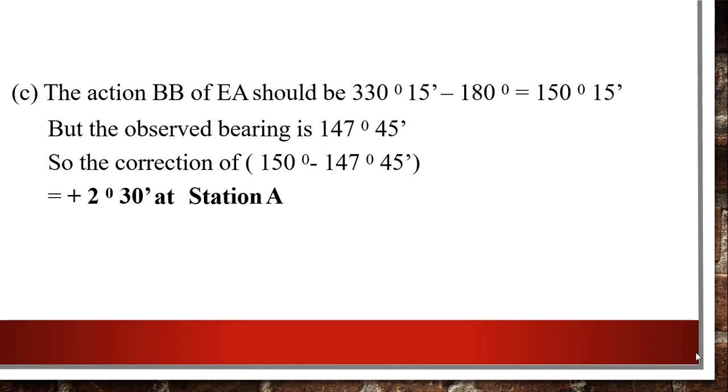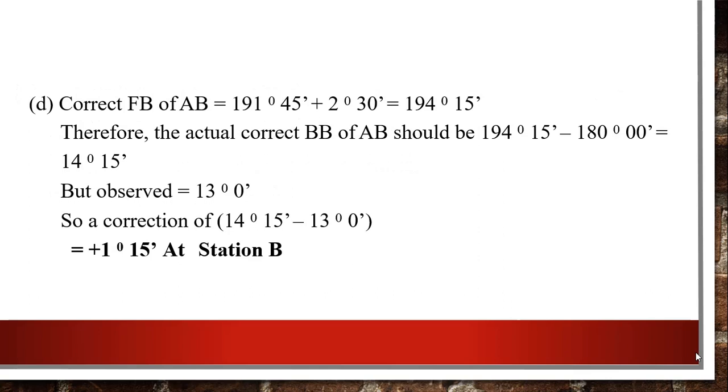The error is negative, so the correction is applied as a positive. So plus 2 degree 30 minutes is the correction you have to apply at station A. Now the corrected FB of AB is 191 degree 45 minutes, which is given in the numerical. After applying the correction, the corrected forebearing is obtained as 194 degree 15 minutes.